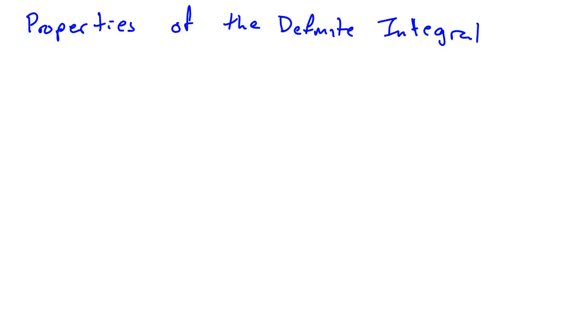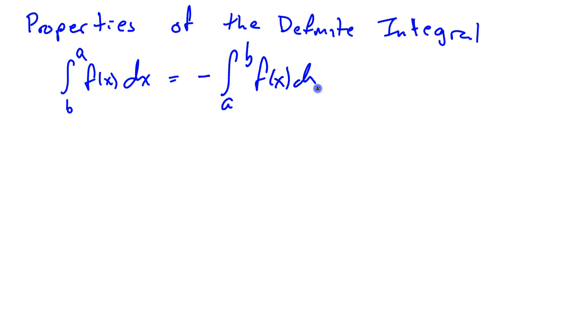Alright, in this video I want to take a look at the properties of definite integrals. Start with this one. The integral from b to a of f of x dx is equal to minus the integral from a to b of f of x dx. As if you swap the order of integration, you just change the sign.